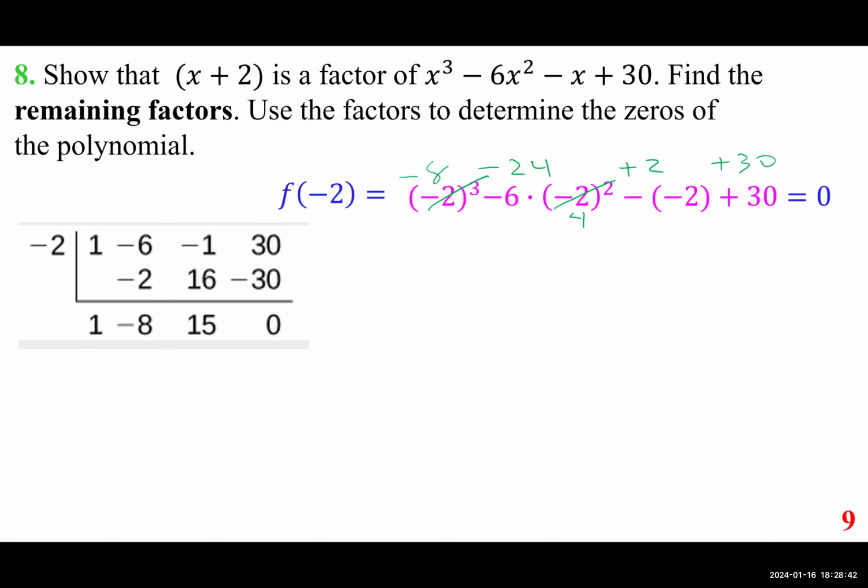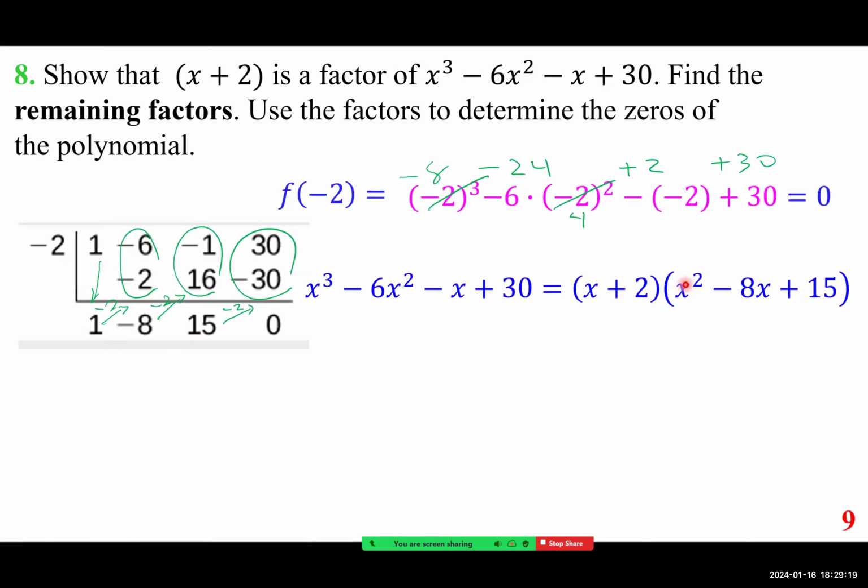So if you go through the synthetic division, you drop in the 1, you multiply this by negative 2, you get negative 2, you multiply this by negative 2, you get 16, and then you multiply this by negative 2. And of course, you do expect 0 as a remainder. And what happens is that you can write this now as the product of x plus 2 and x squared minus 8x plus 15. And this can easily be factored. You want two numbers whose product is 15 and sum is negative 8. We have negative 3 and negative 5.